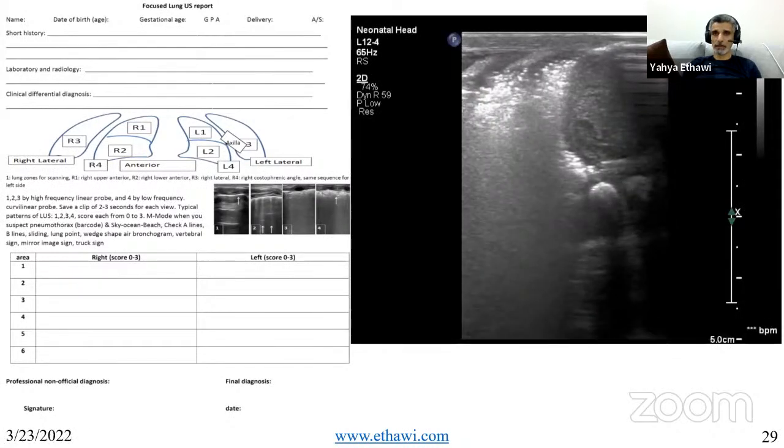R4, and again, very clear now. And I'm done with the case. Thank you very much. This is a real case. I have lots of these cases, inshallah.